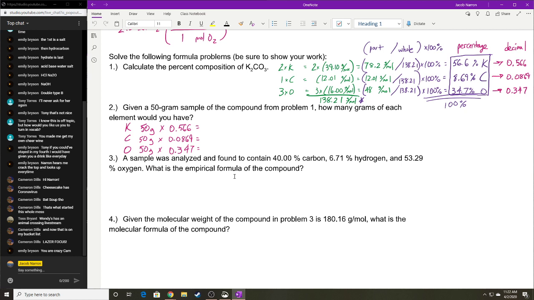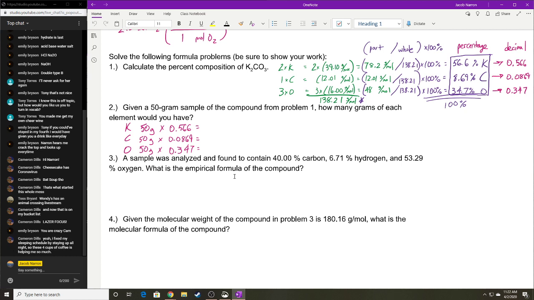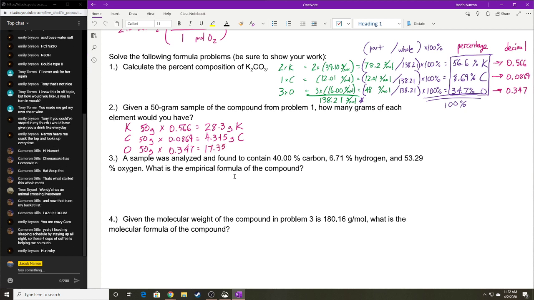0.566 times 50, I get 28.3. That's grams still. So 28.3 grams of potassium. I'm going to do 50 times 0.0869, and I'm going to get 4.345 grams of carbon. And I'm also going to do 50 times 0.347, and I get 17.35 grams of oxygen. Now here's the thing, y'all.